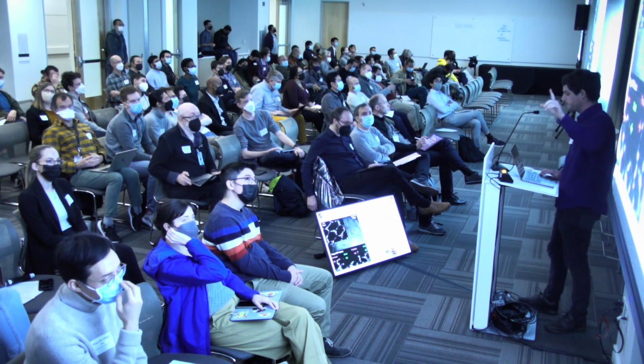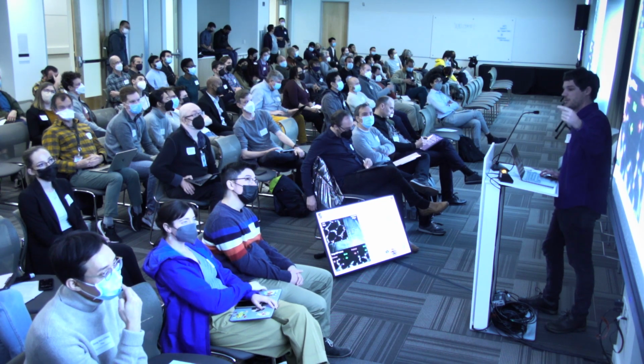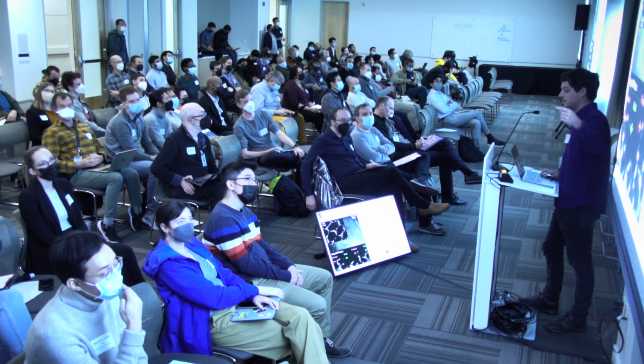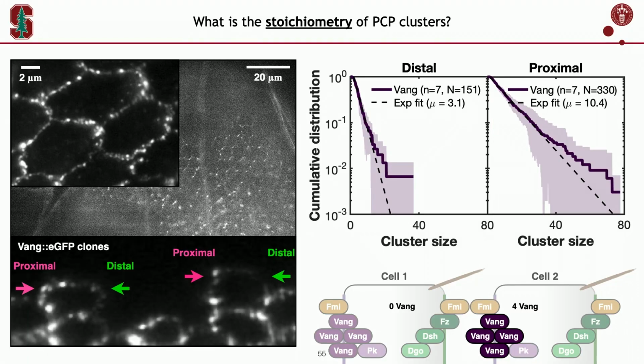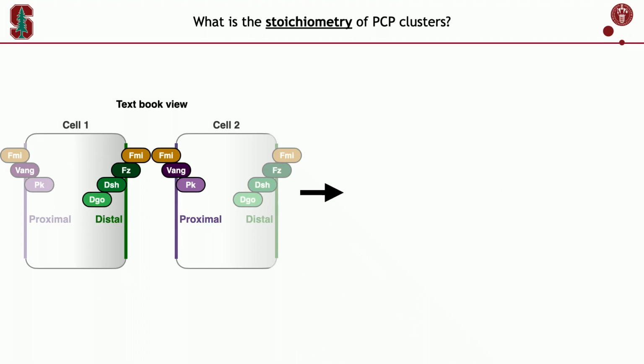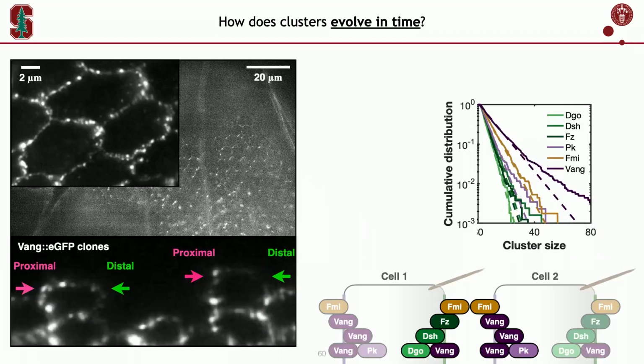However, for Vang, the most is on the proximal side, but there is an equal amount of Vang distally as there is Frizzled distally. So we have to change the cartoon below again, moving one Vang from the proximal side to the distal side. So this makes us change the cartoon. I explained this, I think, so now we can continue and ask other questions.